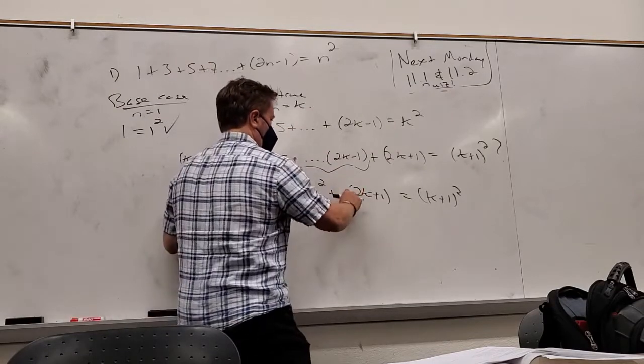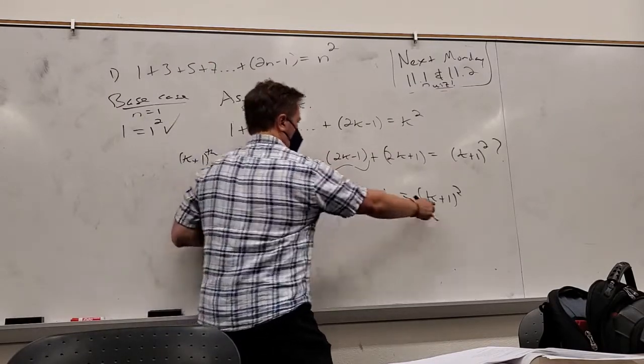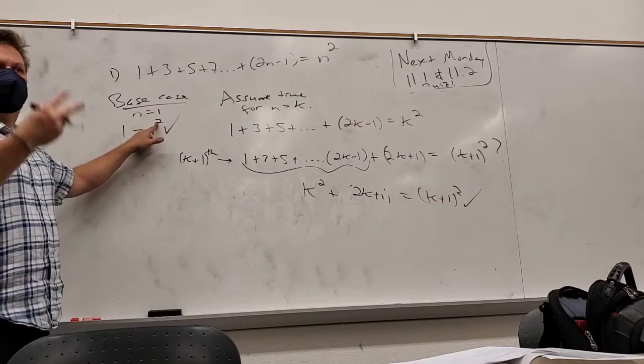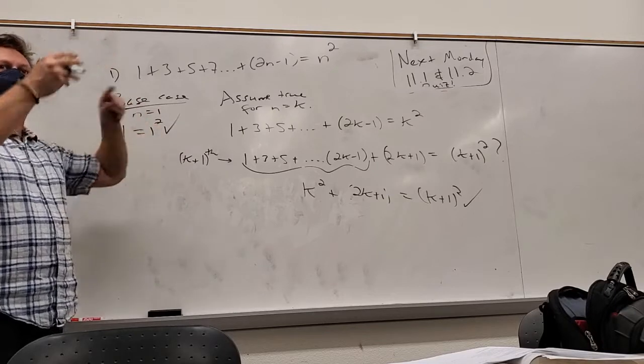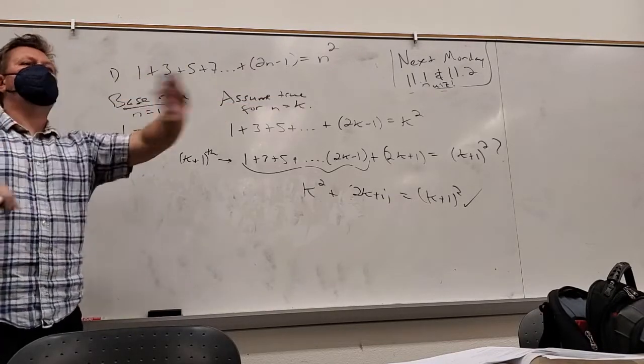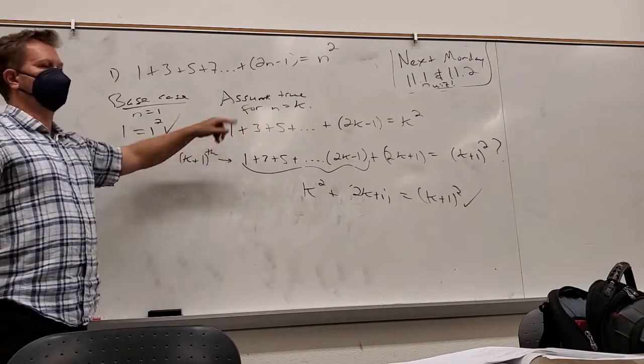So sure enough, what do you get when you factor this? K plus 1 squared. And since this works, it works for the second thing, and it works for the third thing, and that means it works for the fourth thing, and that means it works for the fifth thing. So it works forever. Any value of it.